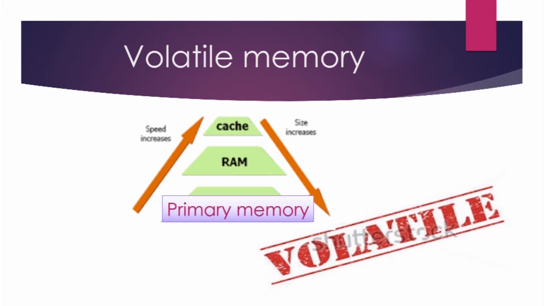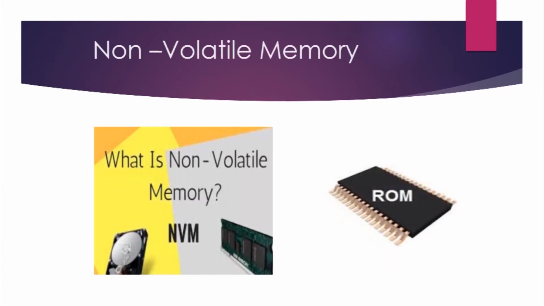Memory is said to be volatile if the data written on it is lost on power failure or when the machine or PC shuts down. While on the other hand, ROM is non-volatile in nature and stores data permanently even when the system is switched off.